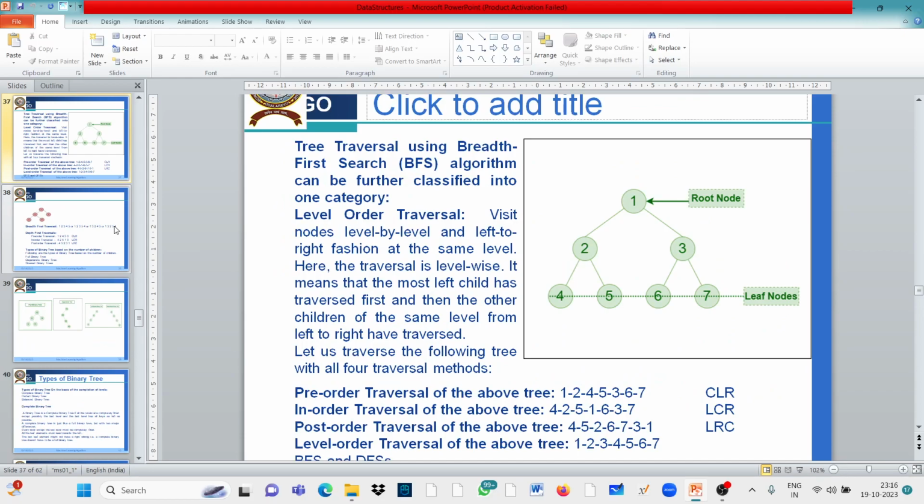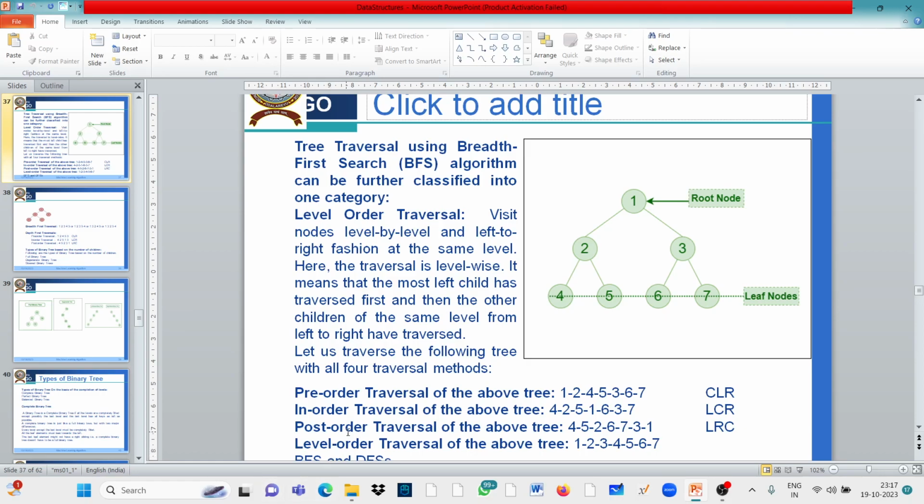Now let us see tree traversal using breadth first search. We call it the level order traversal. What is level order traversal? Let us see. We visit nodes level by level. That means in the first level there is only 1, so we visit 1. In the second level I visit 2, 3. After that we write here, see, level order: 1, then 2, 3, then 4, 5, 6, 7. See, 4, 5, 6, 7. Okay, it is clear. So this is the breadth first traversal I have given.